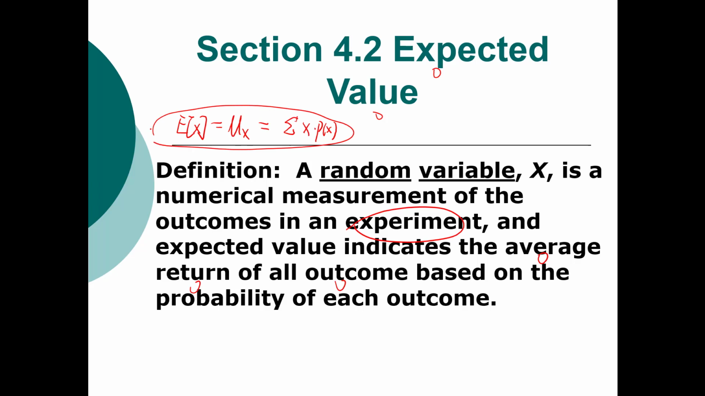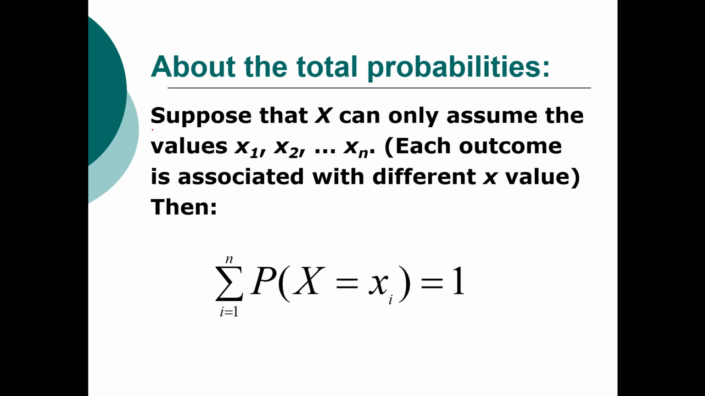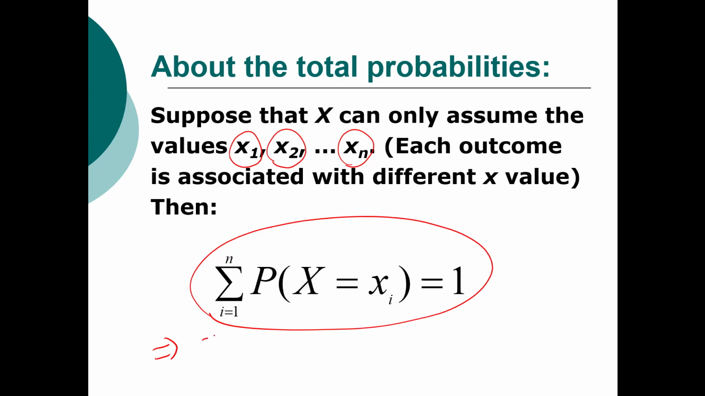So this is a summary of the definition of the expected value. About the total probability: suppose that x can take some different values, x1, x2, xn. Each outcome is associated with the different x values. Right? Then the total probability for all the outcomes is equal to 1. This is what this means. Total probability for all outcomes is 1.